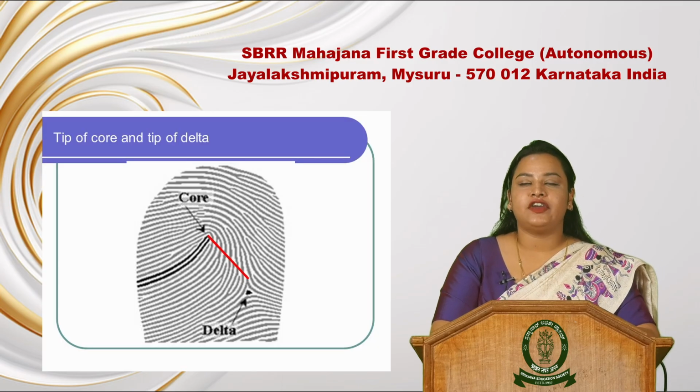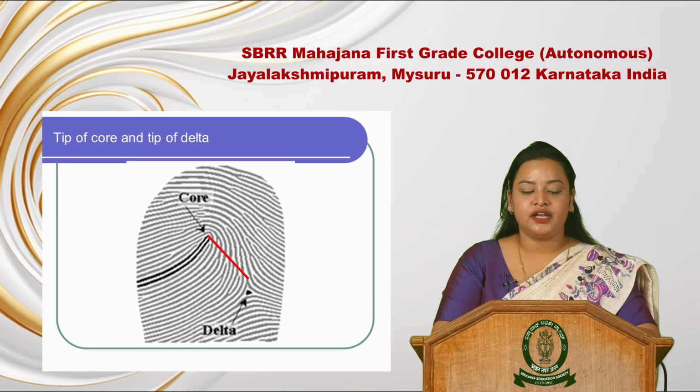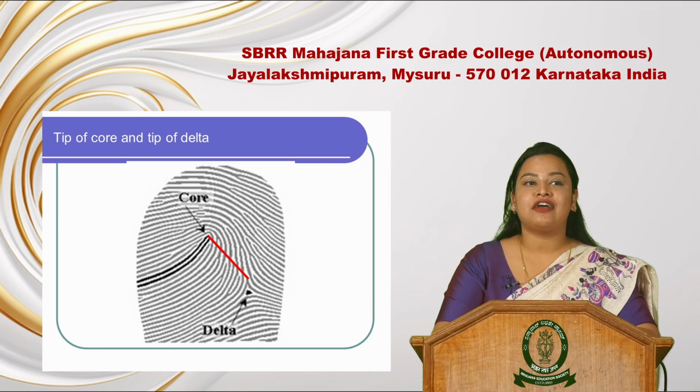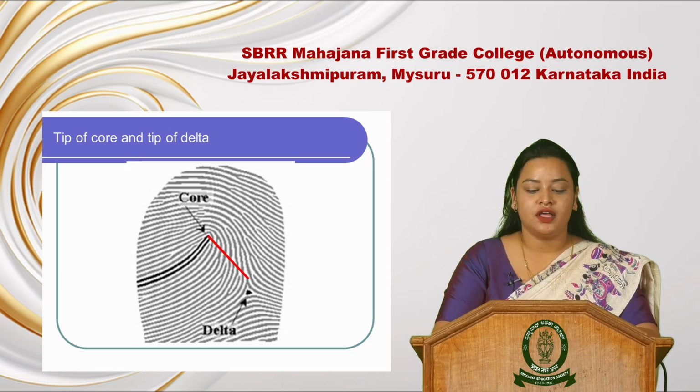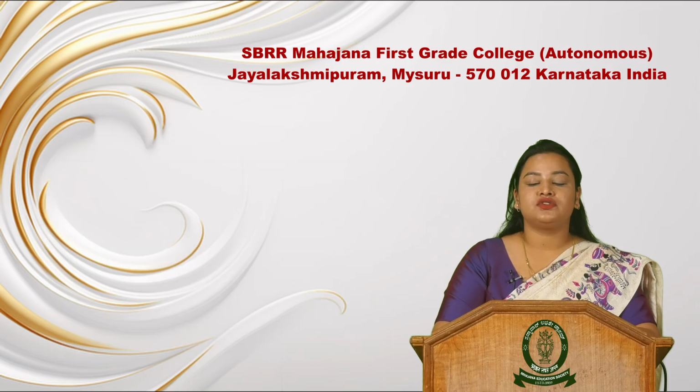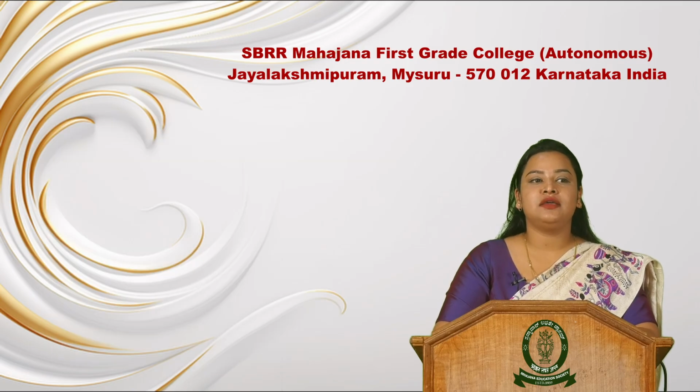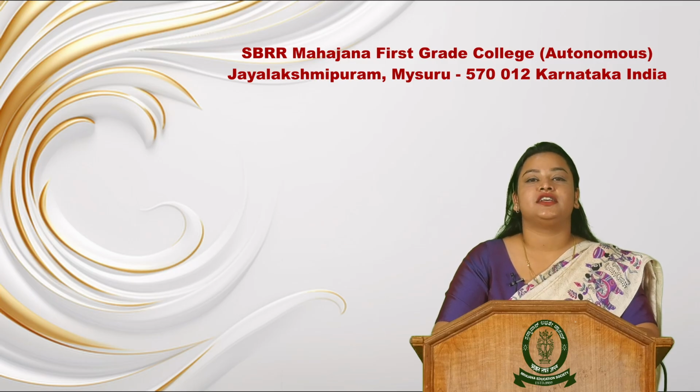And one more very important thing in fingerprinting: in a fingerprint we have two kinds of things present. That is the core and the delta, as you can see. The core is the middle part and the delta is the end part of a fingerprint. Okay, so in fingerprint patterns we have three main kinds: first is arch, second is loop, and third is whorl.